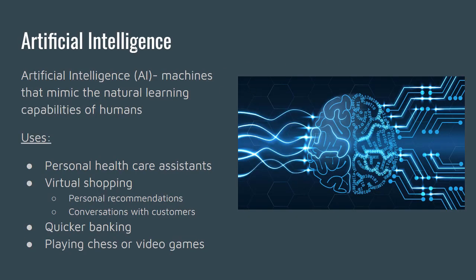Next up, we have artificial intelligence. What you're going to want to know is mainly this definition here. Artificial intelligence is a machine that mimics the natural learning capabilities of humans. So this machine is able to operate on its own. It's going to learn based on whatever is being inputted into the machine. Uses can include personal healthcare assistance, virtual shopping, and ad targeting, so it'll see what you're doing on the internet, learn based on that, and give you advertisements that make sense to show to you. Also quicker banking, and playing chess or video games.